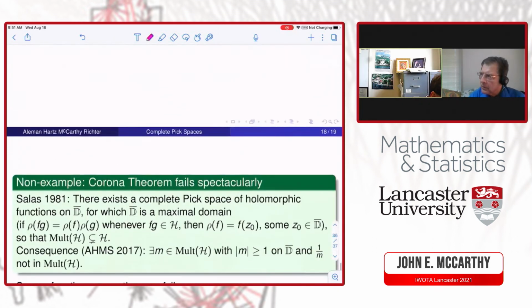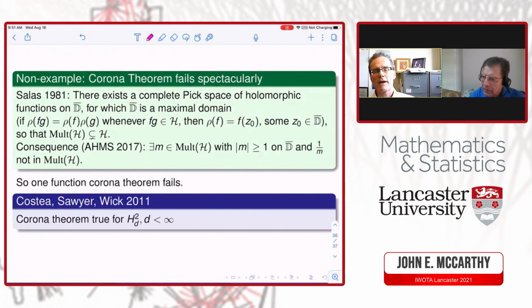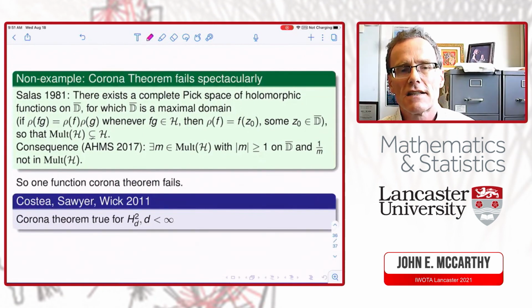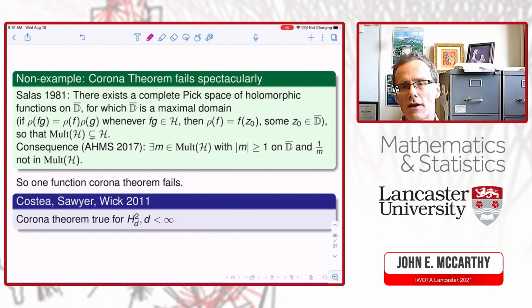Let me remark that on the Drury-Arveson space for finite d, Costea, Sawyer, and Wick show that the corona theorem does hold. So we've seen several examples in the talk of theorems that were first proved in the Drury-Arveson space for finite d and turned out to hold on all complete Pick spaces. But the corona theorem doesn't. It holds on the Drury-Arveson space, but it won't hold on all spaces. But that's the only function theoretic property of H infinity that I'm aware of that doesn't generalize to complete Pick spaces.